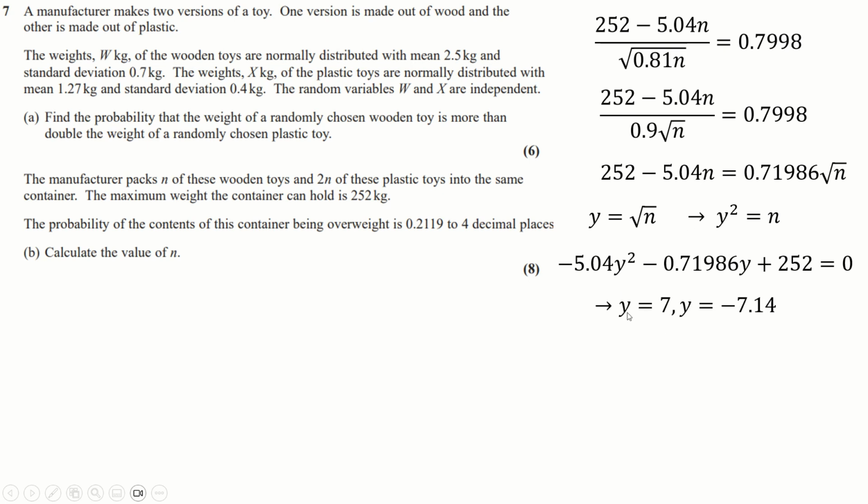Of course, then I can replace the y back with root n. Root n is defined to be positive, so this doesn't work. And then I square both sides of this, and I get n is 49. And that'll be my answer.